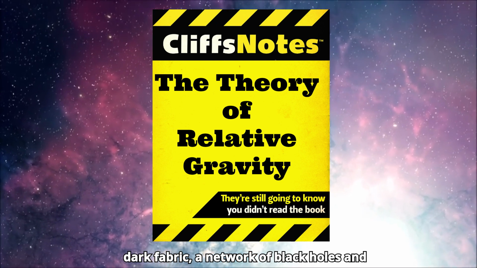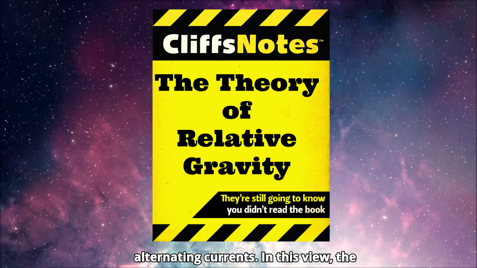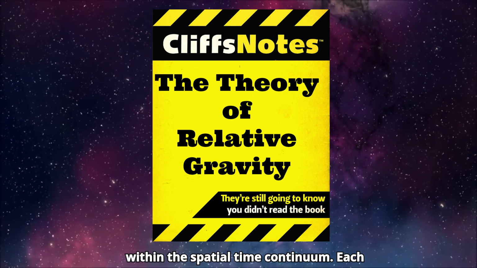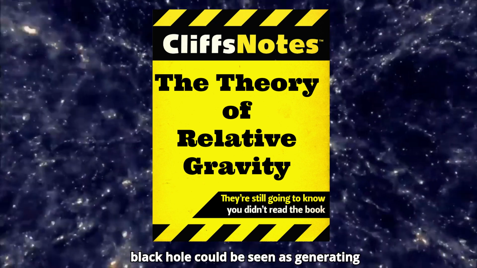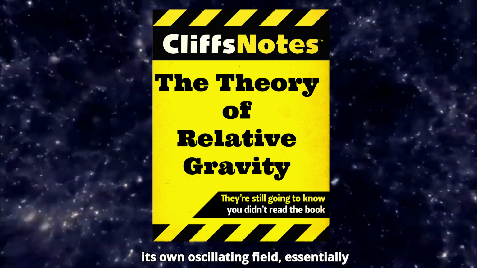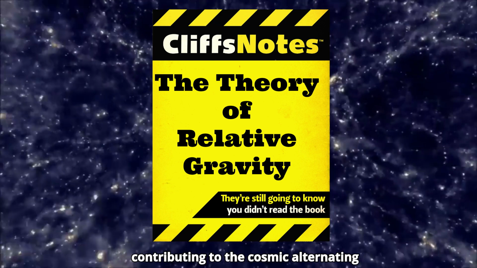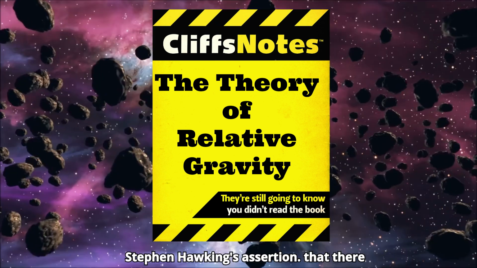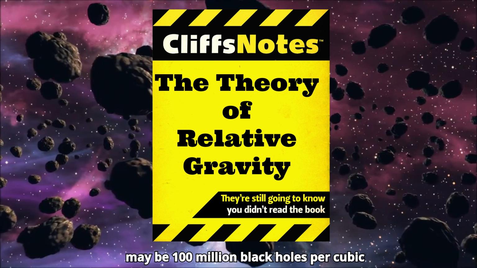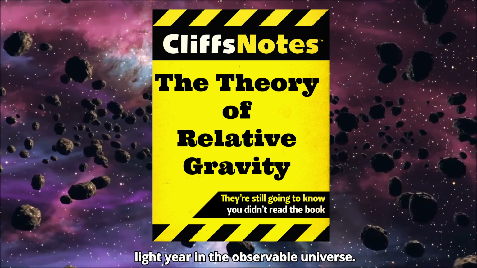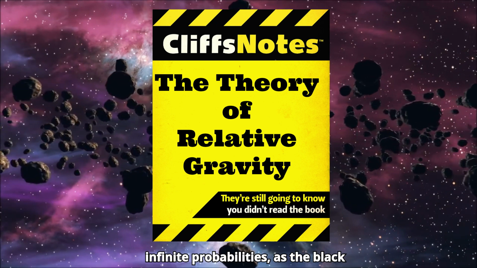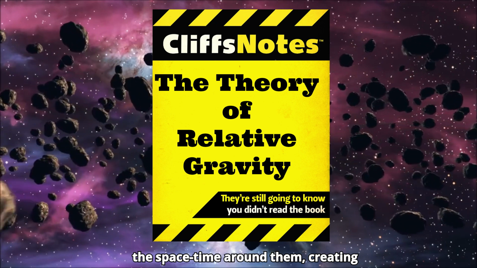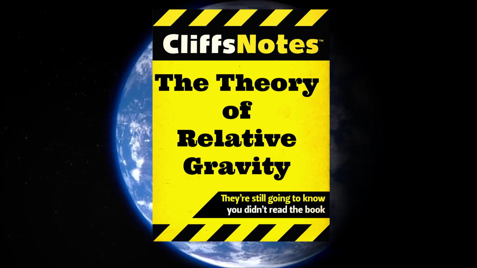The dark fabric, a network of black holes and alternating currents. In this view, the dark fabric of the universe is composed of black holes that act like alternators within the spatial time continuum. Each black hole could be seen as generating its own oscillating field, essentially contributing to the cosmic alternating current that weaves the fabric of the universe together. This idea echoes Stephen Hawking's assertion that there may be 100 million black holes per cubic light-year in the observable universe. The dark fabric is characterized by infinite probabilities, as the black holes within it continually interact with the space-time around them, creating alternating currents of energy, matter, and gravity.